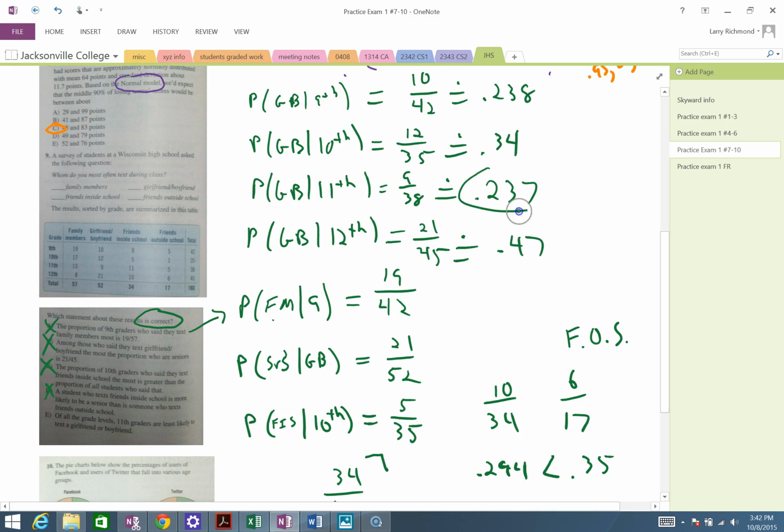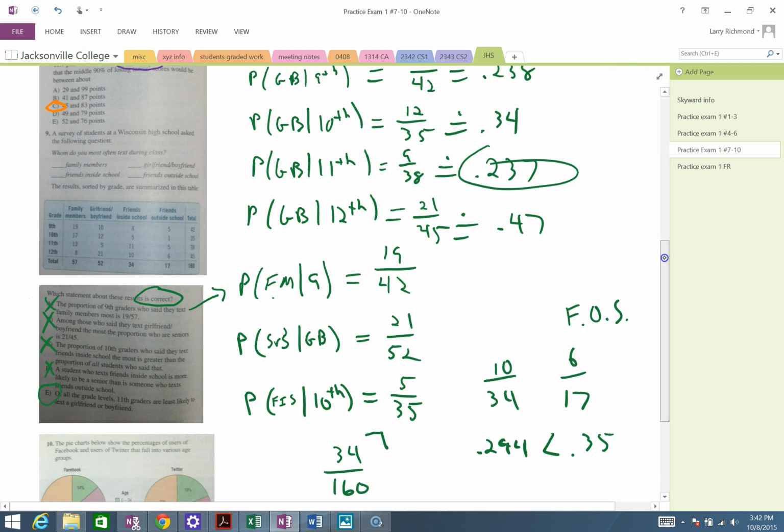So we see it indeed. The 11th grade, of all the grade levels, looking at the conditional probability of grade level, what percent are texting girlfriend or boyfriend? Indeed, it is E. I know what you're thinking. Couldn't I have just looked in here and said, hey, only 9 texted a girlfriend or boyfriend? Well, we're concerned with a percentage here. It's not given I've texted my girlfriend or boyfriend. It is of all grade levels. We're comparing a grade level conditional. All right. E is correct.